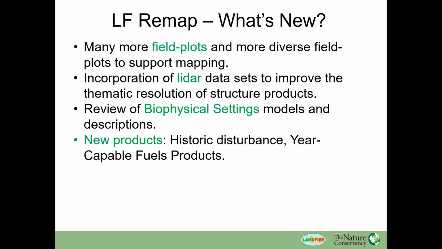Now we have a coding system in there that you actually see the last few disturbances that might have occurred on that spot. And we also create something now called year capable fuels products, where, remember I said LANDFIRE products largely represent the landscape at the end of calendar year 2016. Well, because that's 4 years behind, fuels people needed to be able to have a more current product. So we were able to actually advance the fuels models, the surface fuel models, over time using transition rules so that they reflect the year of delivery.